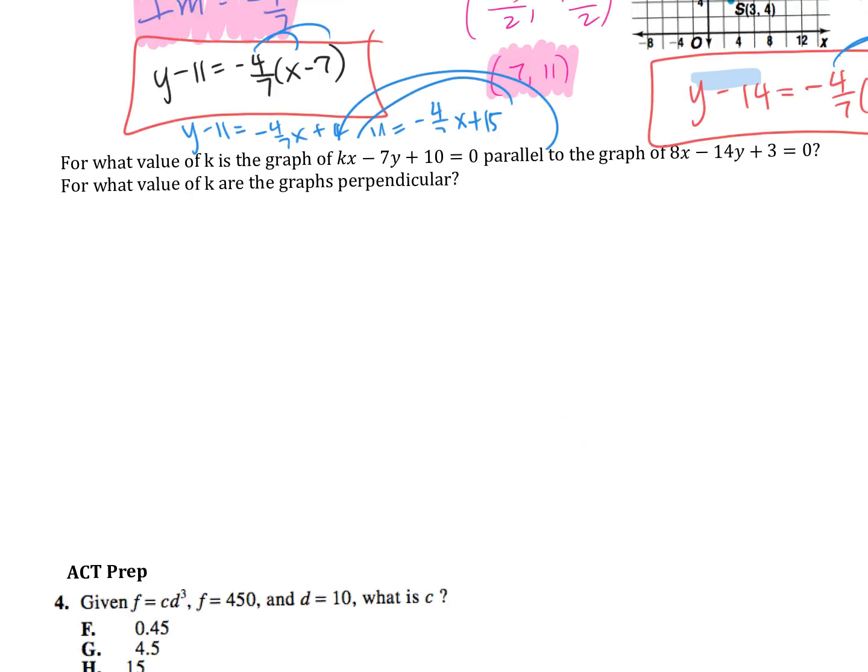This one says, for what value of k is this equation parallel to this equation? And then for what value of k are they perpendicular? For lines to be parallel, what do we know about their slopes? They're the same. So let's start with this one. Let's get the slope of this one. Subtract 8x or add 14y. What do you want to do first?